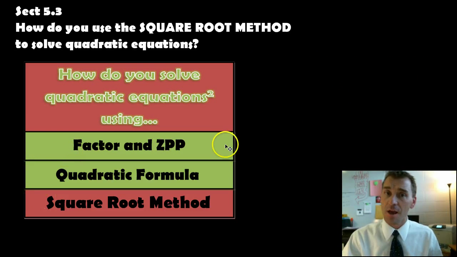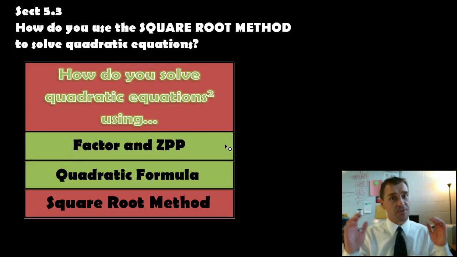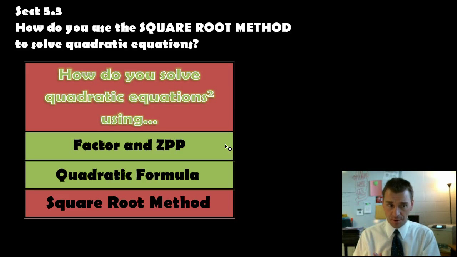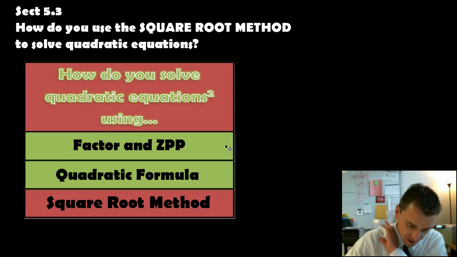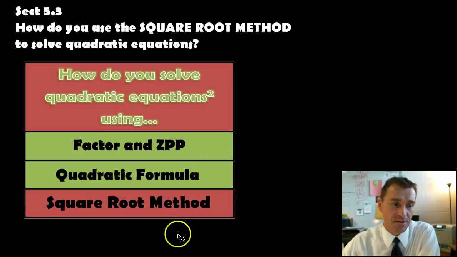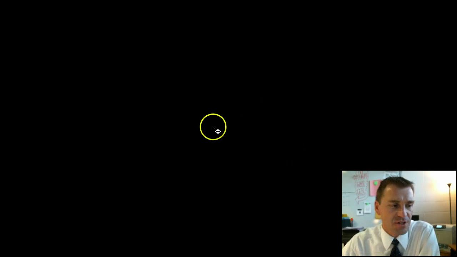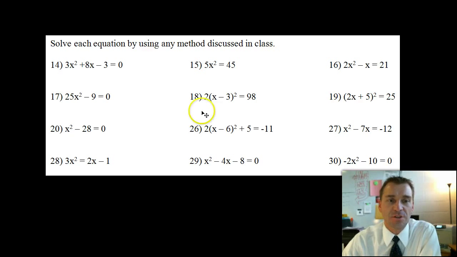Factor and ZPP, the only time you can use that is if you can actually factor it, and then of course go ZPP. The quadratic formula always works. The square root method only works when you have one visible x. Here is what that means. So let me go down to some examples. Okay, so you see some examples here.